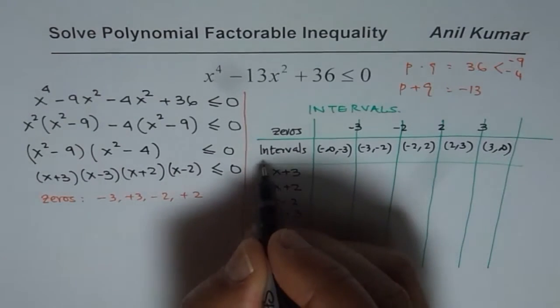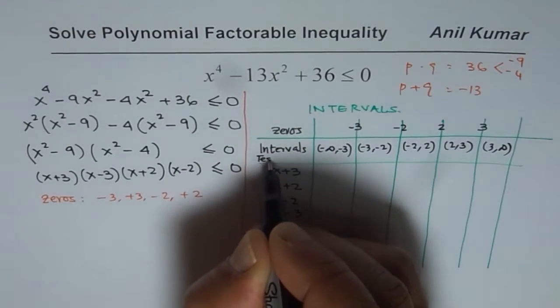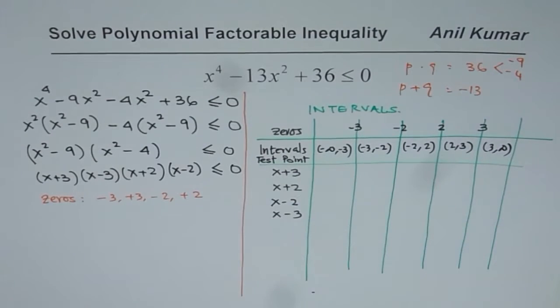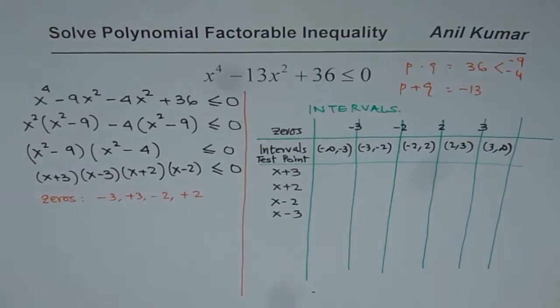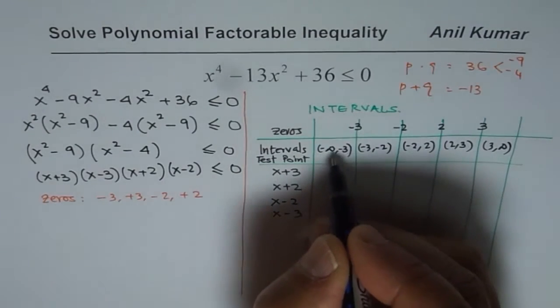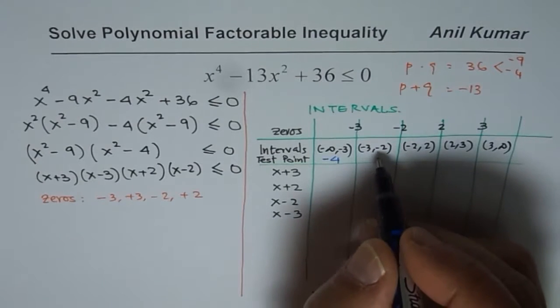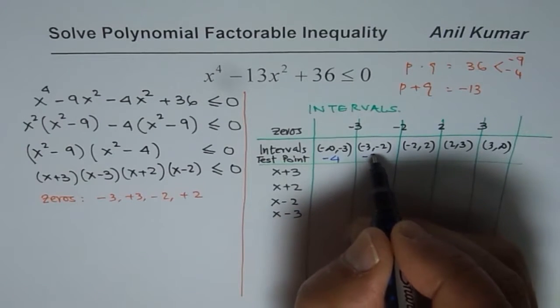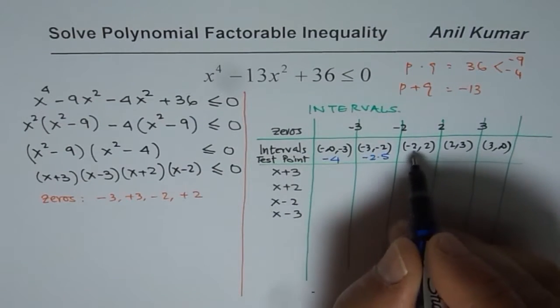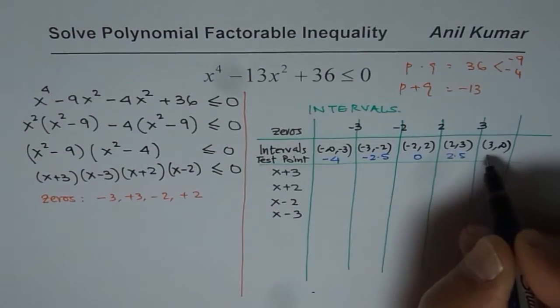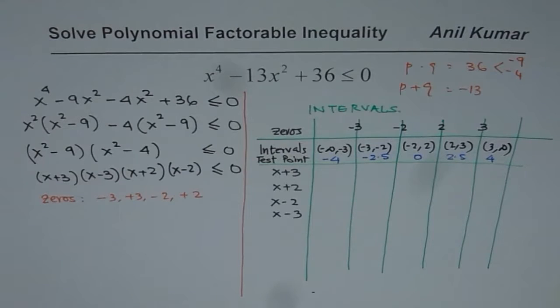So in each interval we'll take test points. Let me insert test points. You should have a different column for this. Let me write it in a different ink so that it doesn't mess up. Left side of minus 3 we could say minus 4. Between minus 3 and minus 2 it could be minus 2.5. Between minus 2 and 2, 0 is a good point, then 2.5, and we can take plus 4.